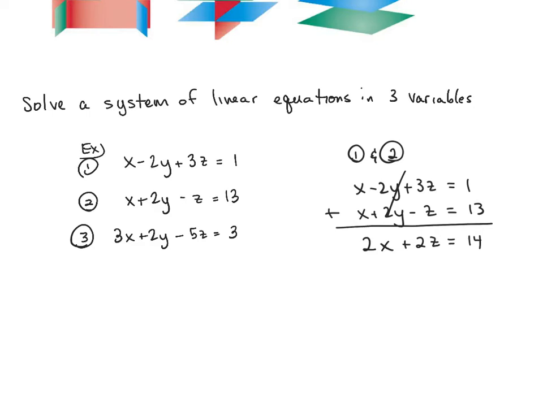So if I'm calling this step 1 here, in step 1 I eliminated the y variable. So for step 2, I would need to eliminate the y variable again using two other equations. So I'm going to use equations 1 and 3 because I notice equation 1 has a coefficient for y of -2 and equation 3 has a coefficient of y of +2.